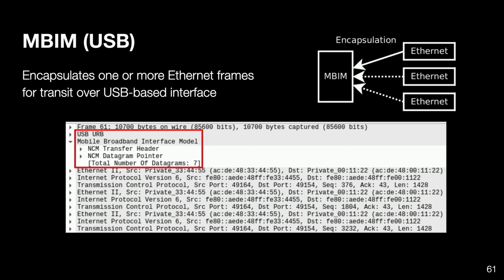Now, the MBIM layer, if you're not familiar with it, and I wasn't before we were working on this project, is a USB-based network layer that encapsulates multiple Ethernet packets for transit over a USB-based network interface. It's interesting that in many cases for large data transfers, the information will be split up into multiple MTU-sized chunks at the TCP layer, only to be re-encapsulated into one giant packet at the MBIM layer.